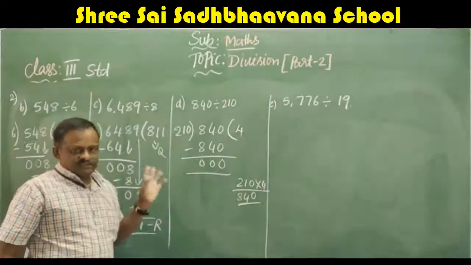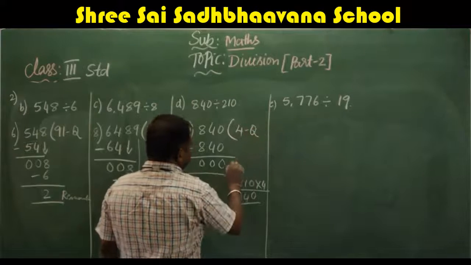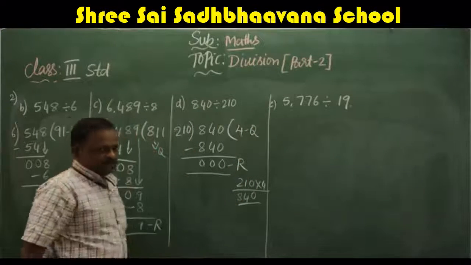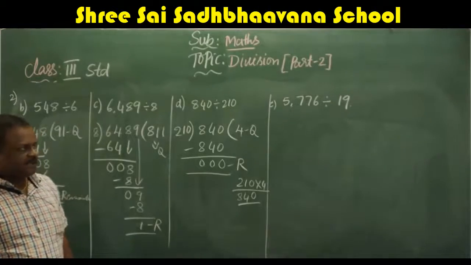8 minus 8, 0. So what is the quotient here? Yes, 4 is the quotient, 0 is the remainder.